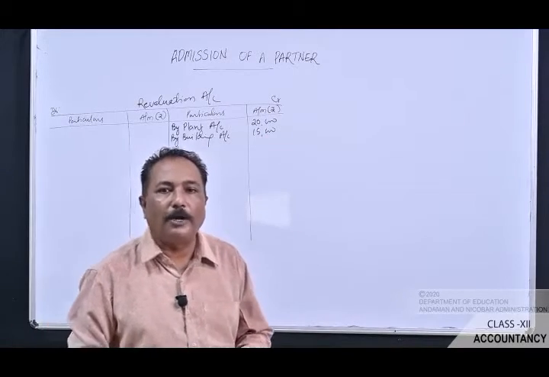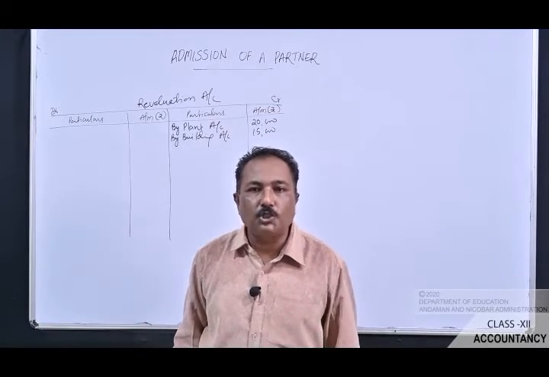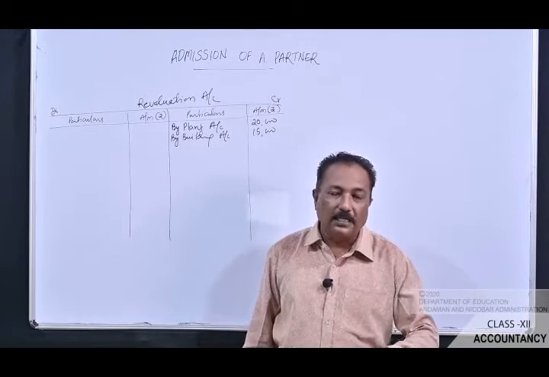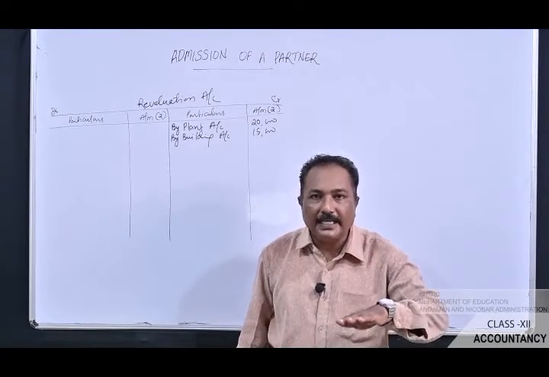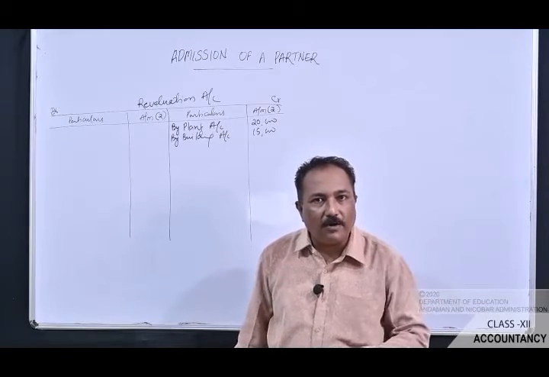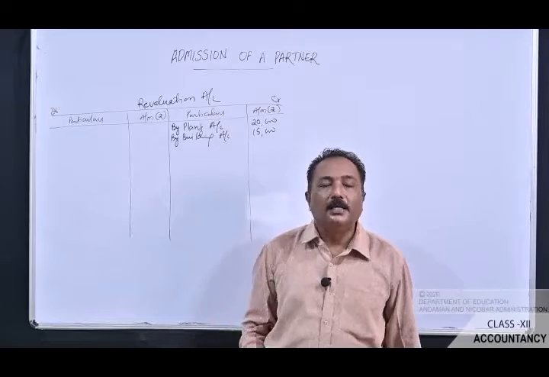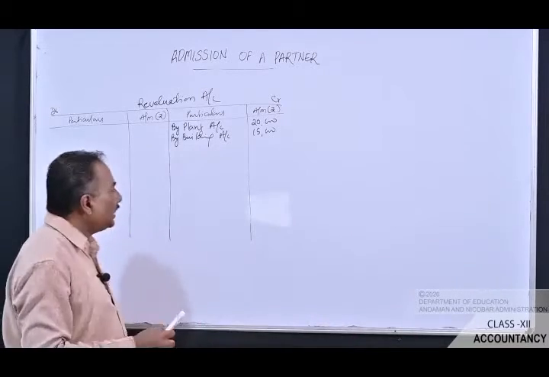Let's pass on to point number 3. The value of the stock is found overvalued by rupees 4,000. It means that the value of the stock is reduced, and whenever the value of the assets decreases, that has to be posted on the debit side. So stock has to be recorded on the debit side.